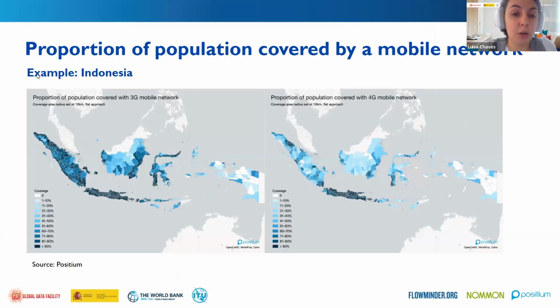Now let's talk about indicator 9.c.1, which measures the proportion of population covered by a mobile network. We have here another example from Indonesia, where we can see the difference in coverage between 3G and 4G networks. As the map shows, 3G coverage is widespread across many regions in Indonesia. However, 4G coverage is more concentrated in the southwest part of the country, leaving other areas with limited access to high-speed mobile connectivity.